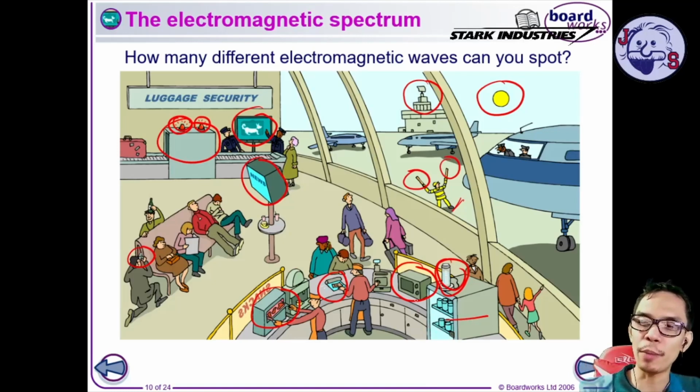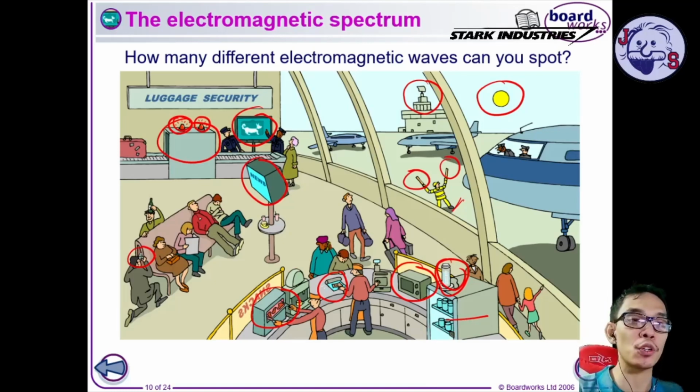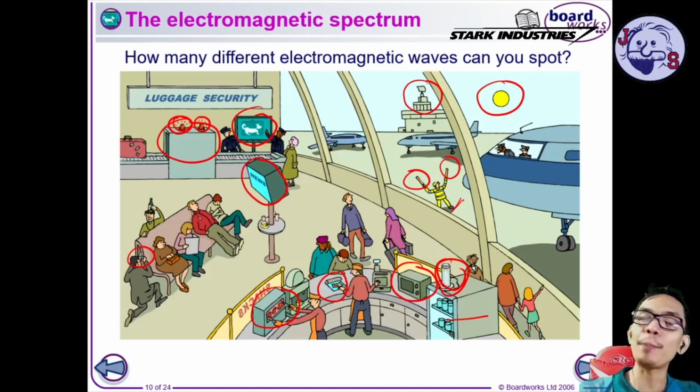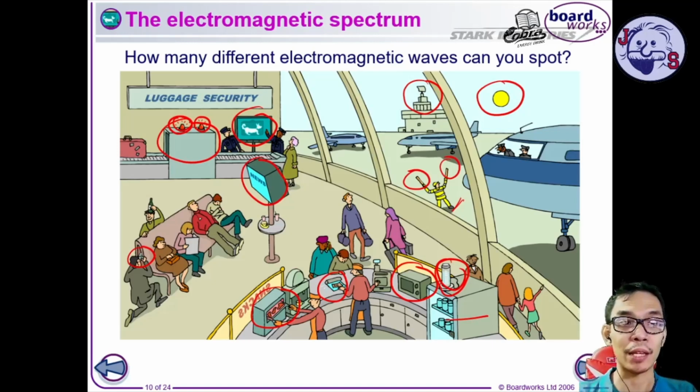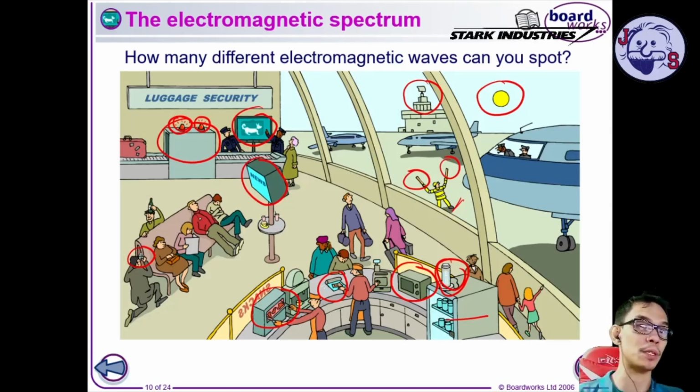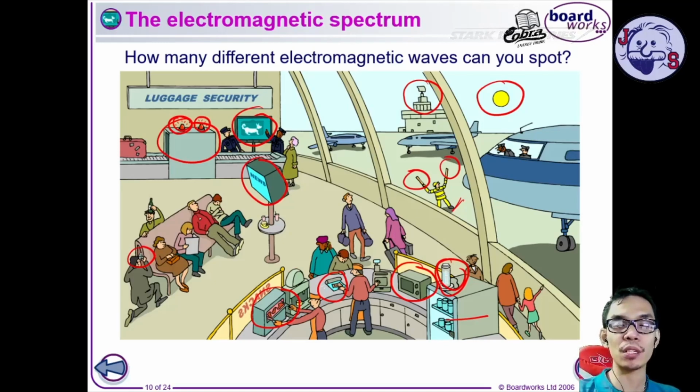So basically, we can see in this picture a lot of devices, a lot of applications of electromagnetic waves. Sometimes we take them for granted because we can see them. That is why some people take these electromagnetic waves for granted. But if we had an ability to see these electromagnetic waves in general, the world would be a messy place.